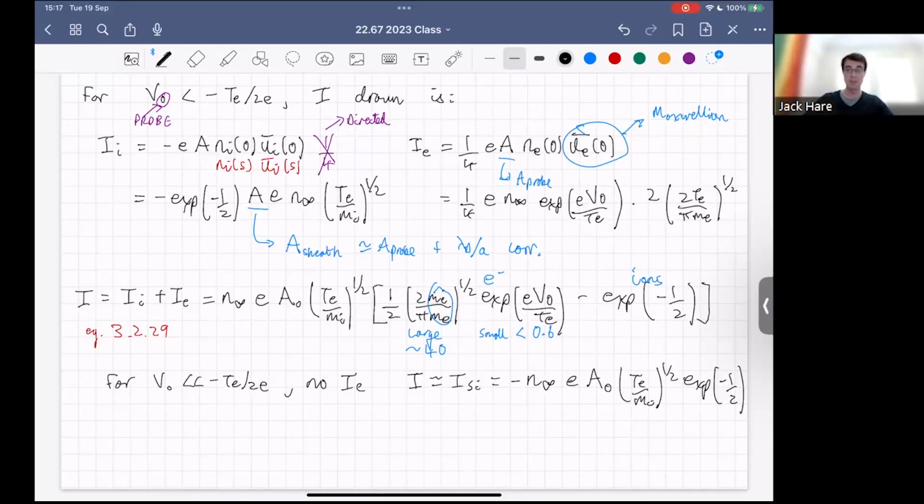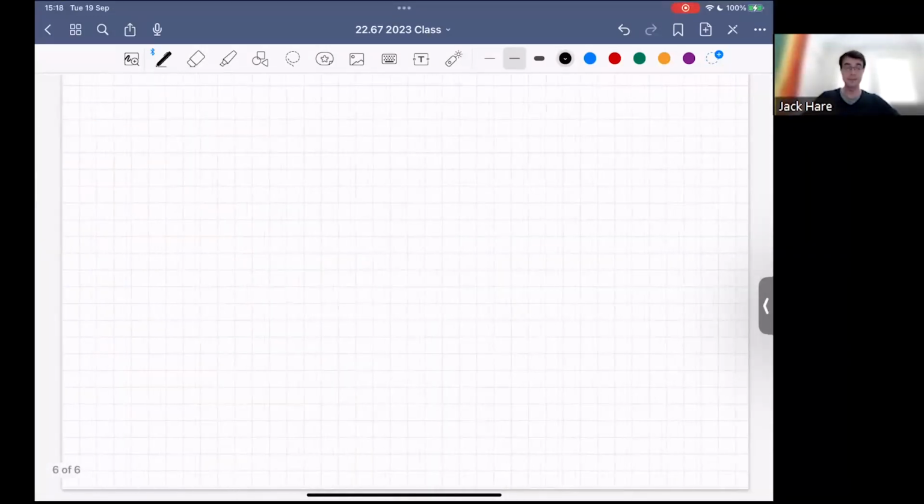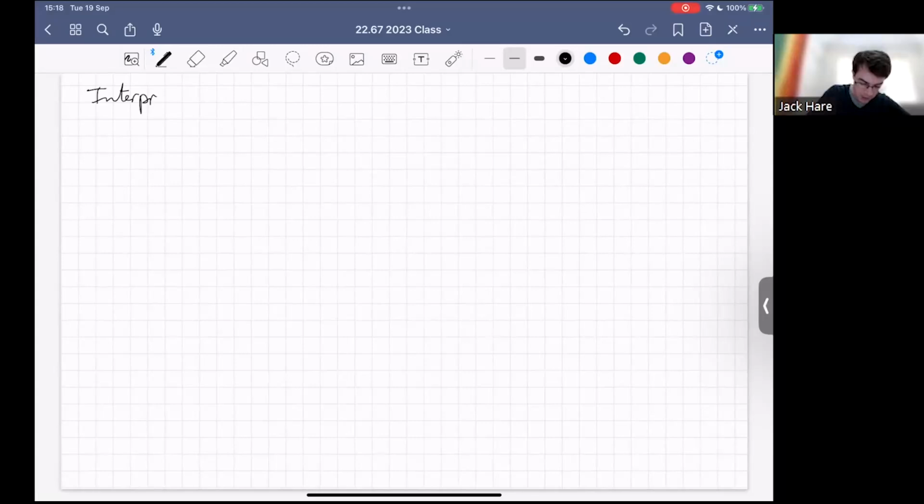I keep clicking on the wrong monitor because I've got basically the same thing shown on 3 monitors. So now I've moved on to my next set of slides. But before we go on to interpreting the probes and actually measuring density and temperature, does anyone have any further questions on this key result? All right. So now we're going to go on to interpretation of probes.